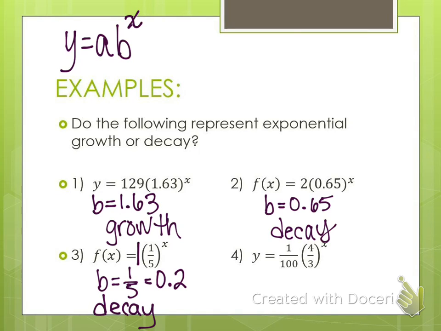On number 4, we've got y equals 1 over 100 times 4/3 to the x. Who can raise their hand and identify b? Emily? 4/3 is our b. Now this again can be a little tricky. Is this going to be bigger or smaller than 1? Bigger. If your numerator is bigger than your denominator, it's going to be bigger than 1, making this growth.